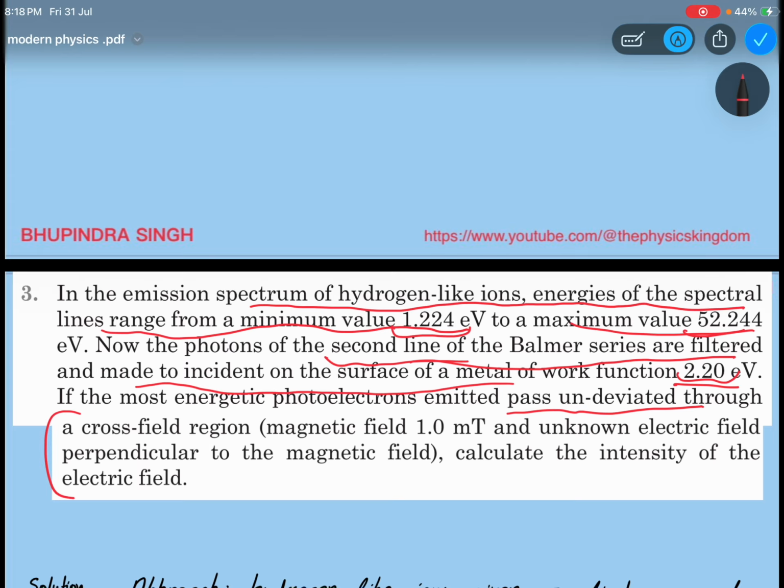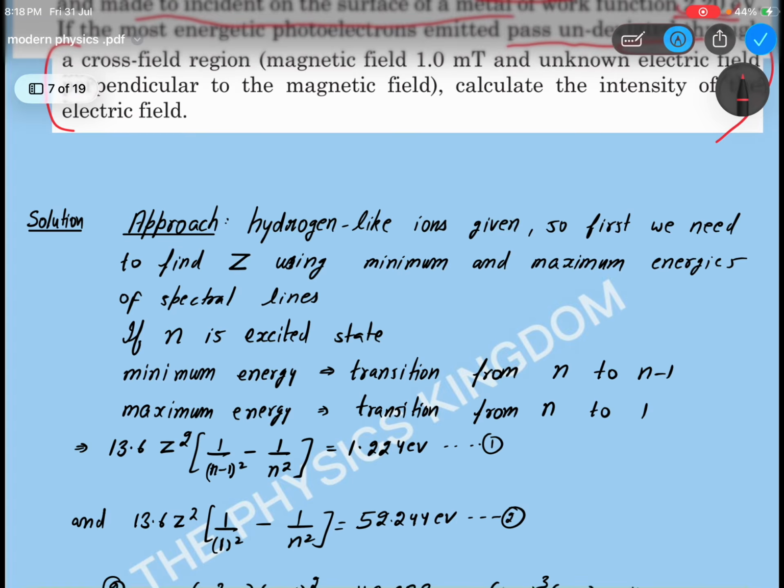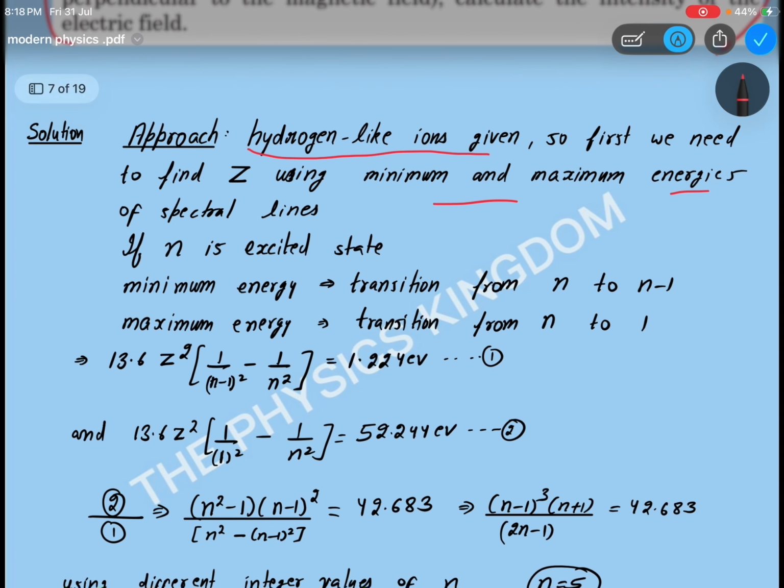The next part is very simple. So the approach is the same. In hydrogen-like ions, we need to first find Z using the minimum and maximum energies. As I said, minimum energy means transition from n to n minus 1, the two closest shells, where the energy difference is minimum. Maximum energy will be from n to 1, when the excited state electron comes to the ground state.